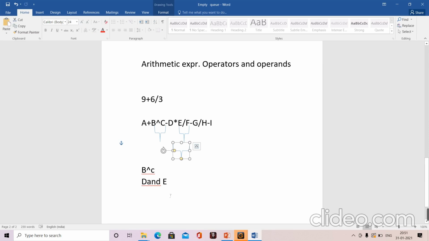Fourth will be G divided by H. This will be your fourth. So this will be your fourth, right, this will be your fourth. So this will be your fourth, and fifth will be from the C to A, all right, C to A. So fifth will be like this.